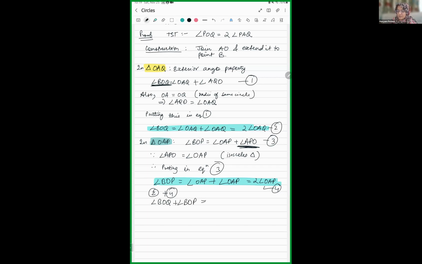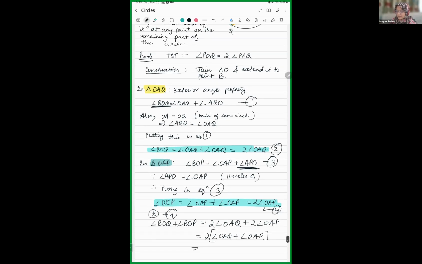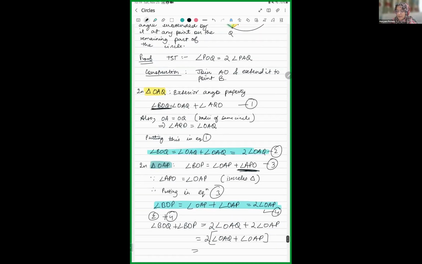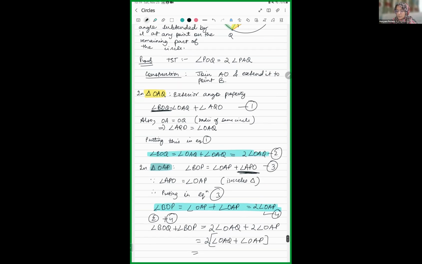And the RHS, we are going to ignore this part because this is not what we need. We need the last final thing which we have gotten. So twice of angle OAQ plus twice of angle OAP. We can take 2 as common and we get angle OAQ plus angle OAP.